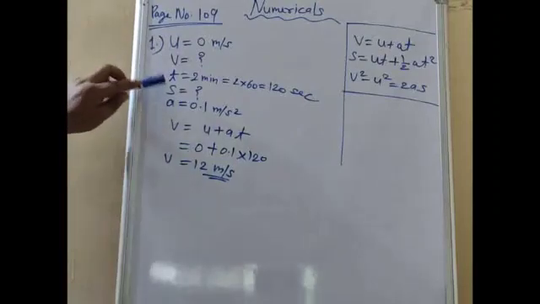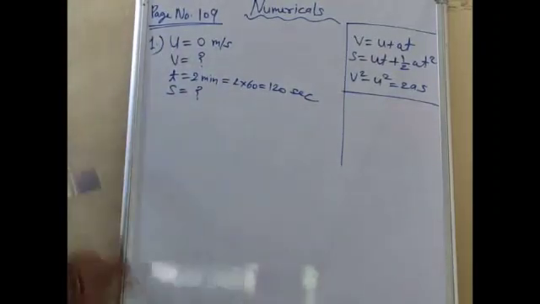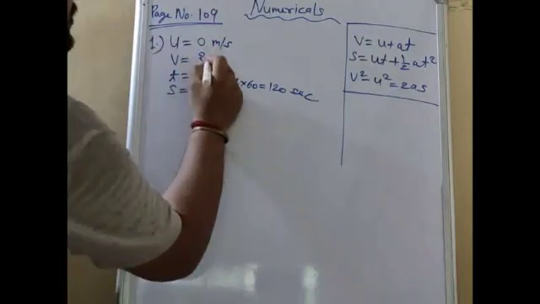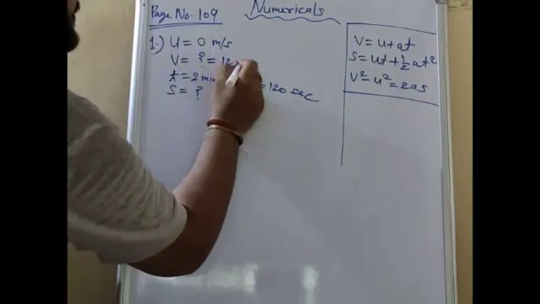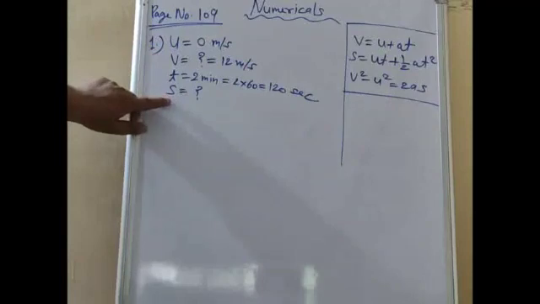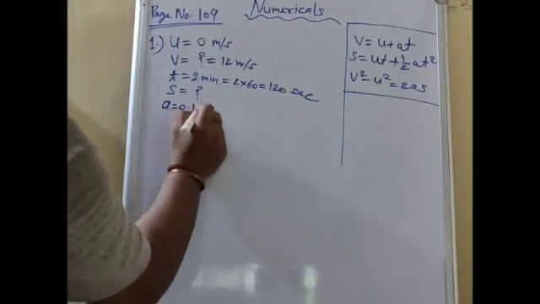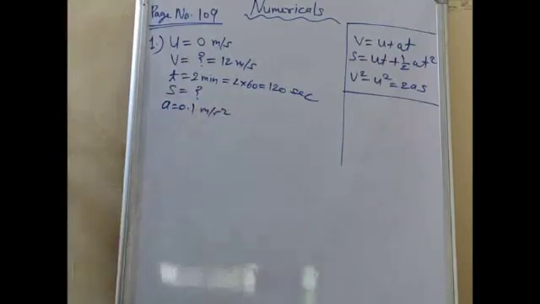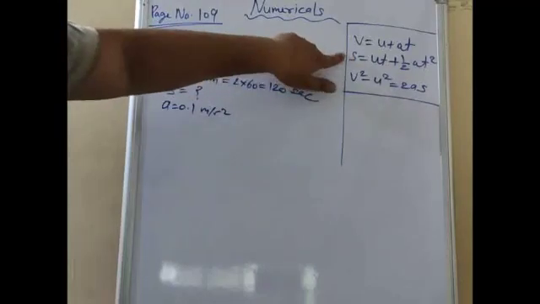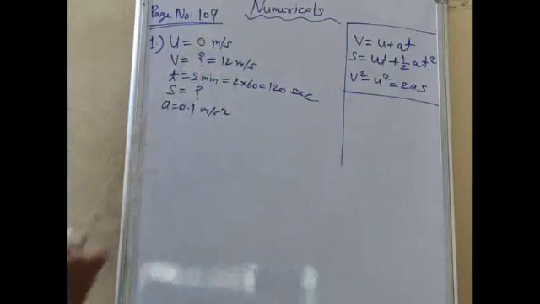Now we will find distance. Now speed is 12 meter per second. So now you have U, V, T and A is 0.1 meter per second square. Okay, now you have to find S. So you can use either the second formula or the third formula. So let's use the second one.